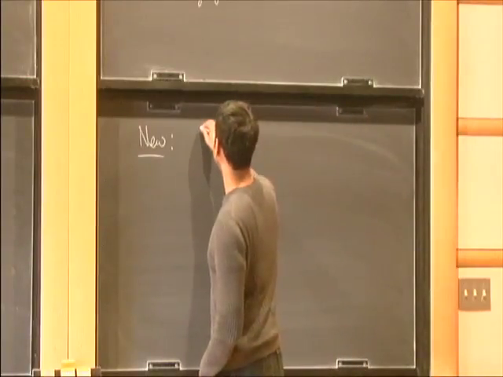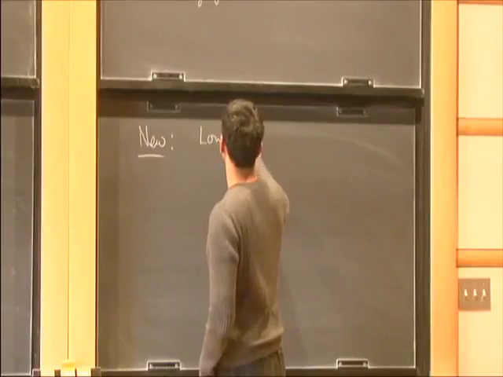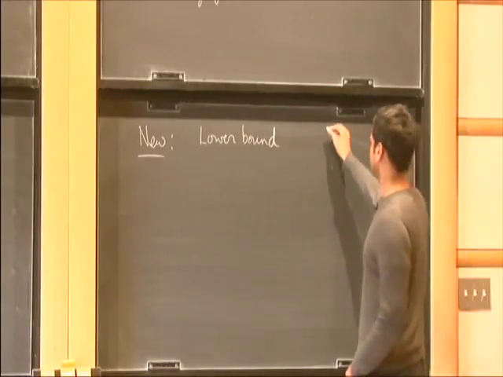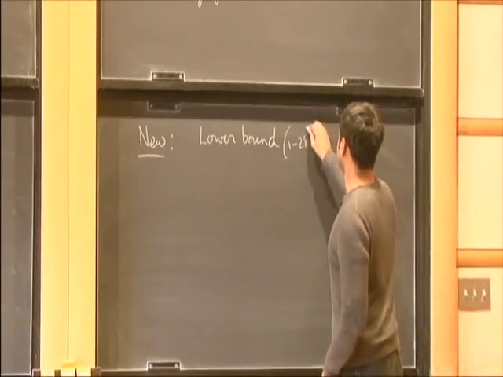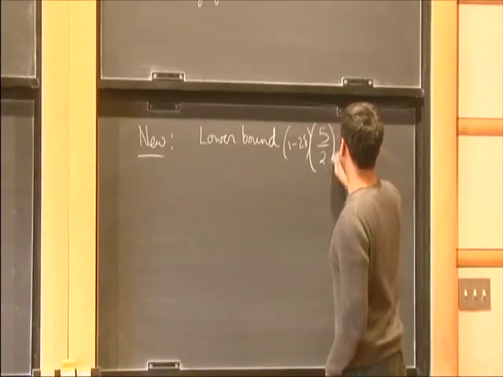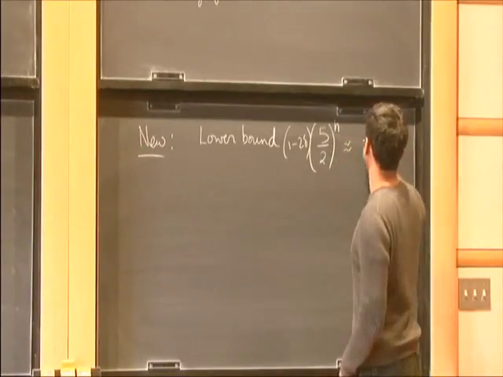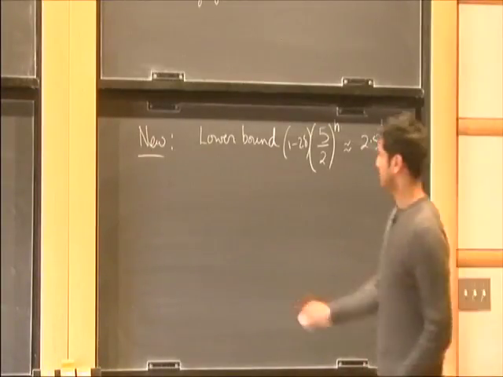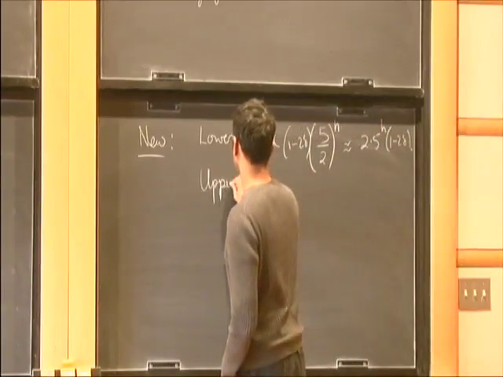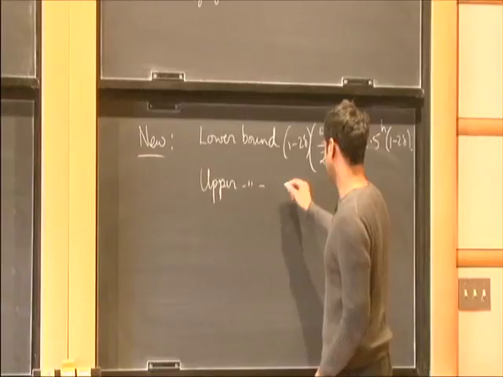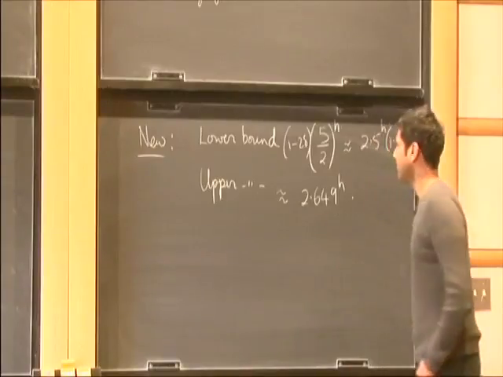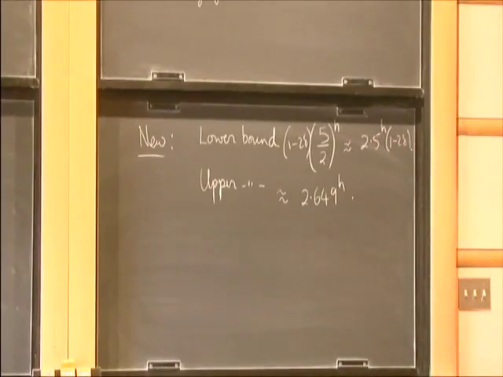Okay, so what we're able to show is that first you can improve the lower bound from 2.33 to the h to (1 minus 2 delta) times 5 halves to the h. So this is like 2.5 to the h. Okay, and the upper bound itself you can improve to something like 2.649 to the h. Okay, so again, these numbers are not really what is significant here.